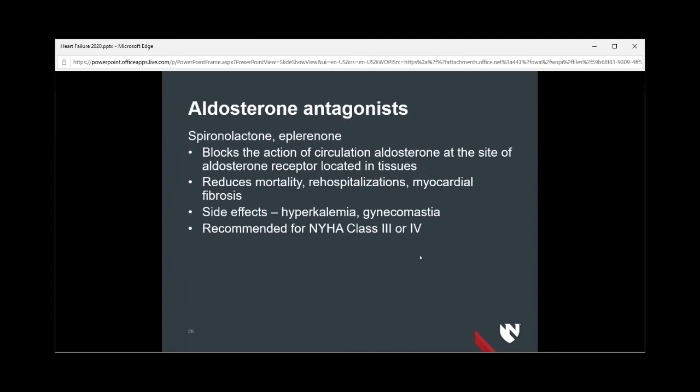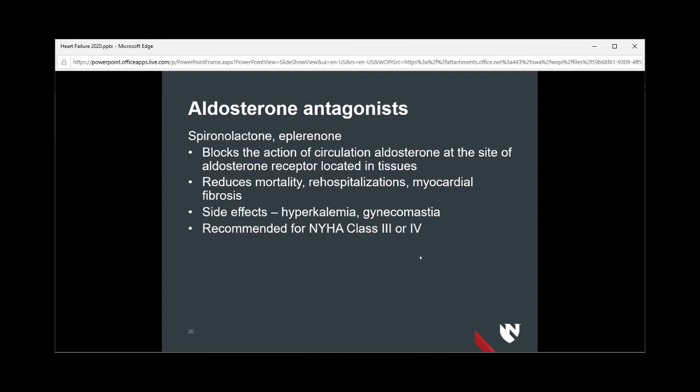Aldosterone antagonists are your spironolactone or your eplerenone. They block the action of aldosterone at the site of aldosterone receptors. This decreases fluid retention and has some diuresis effects. It will reduce mortality, rehospitalizations, and myocardial fibrosis. The main side effects are hyperkalemia and then gynecomastia for spironolactone. If you do have a patient who develops gynecomastia, you can flip them to eplerenone and this should go away.